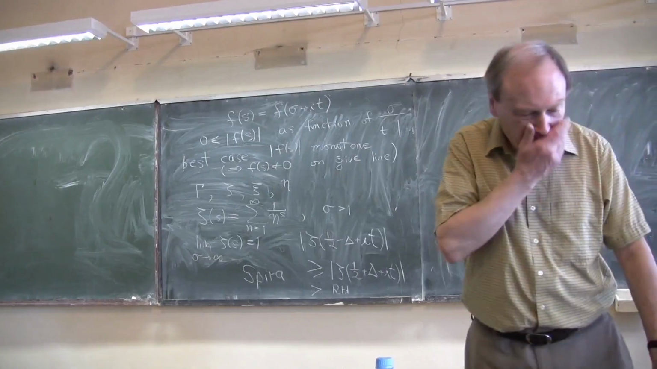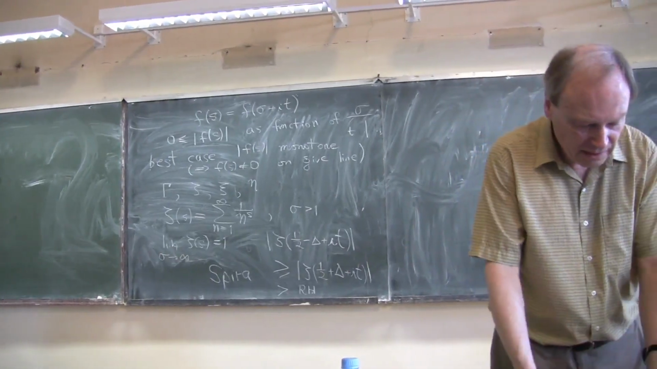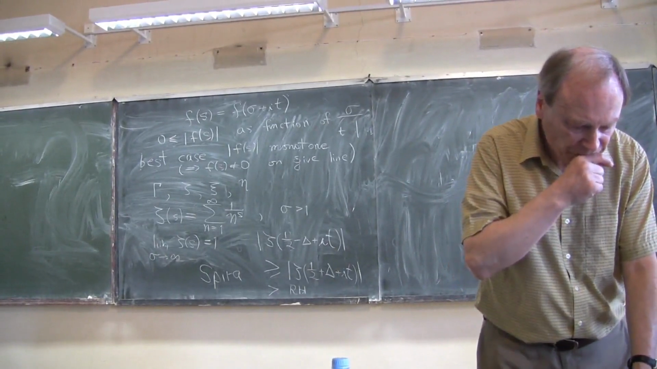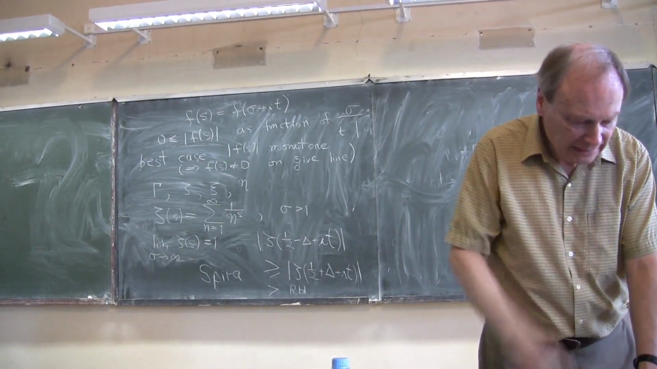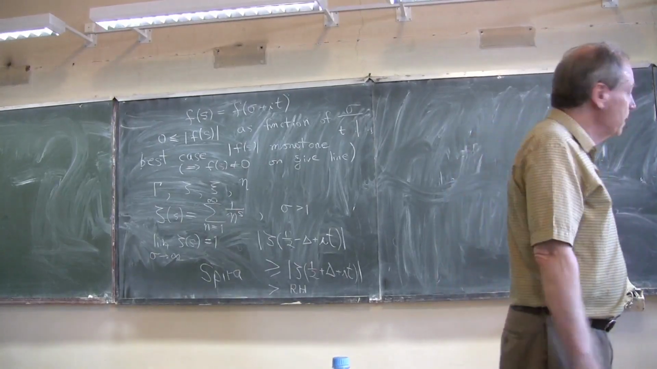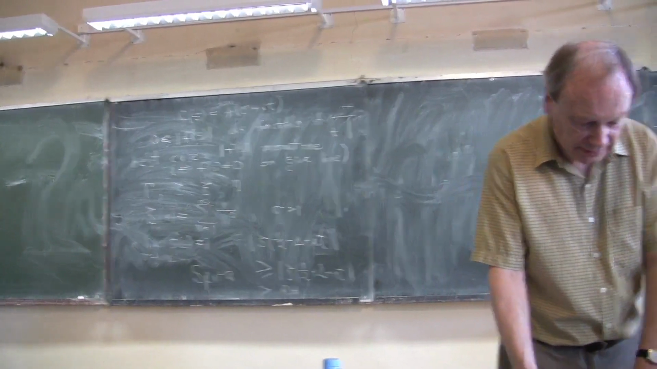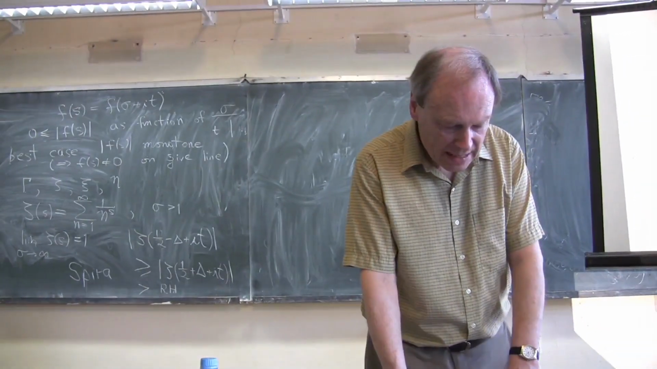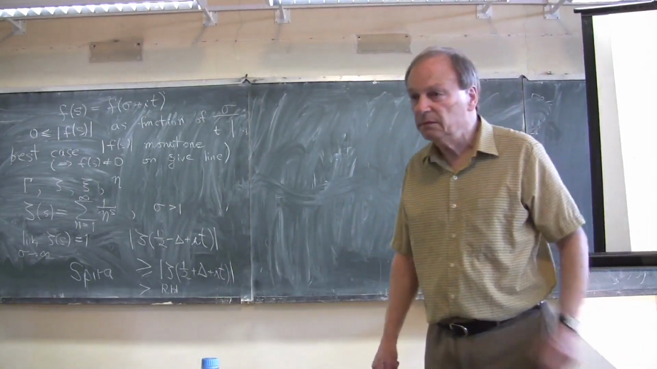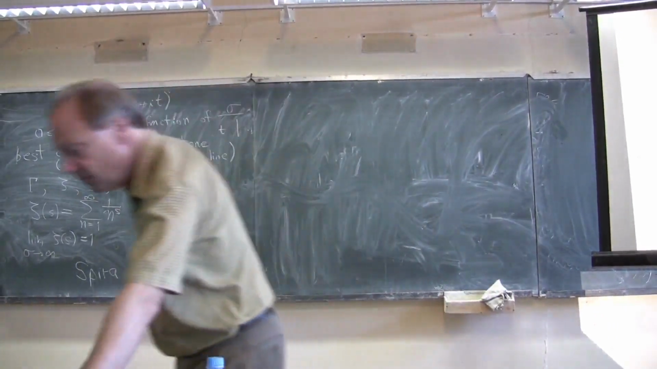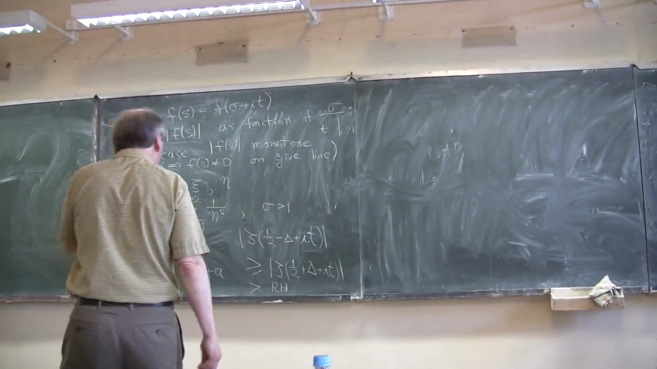Okay, so now, by the way, how do you deduce the Riemann hypothesis from this strict inequality? Okay. Is it simple? Yes, it's quite simple.